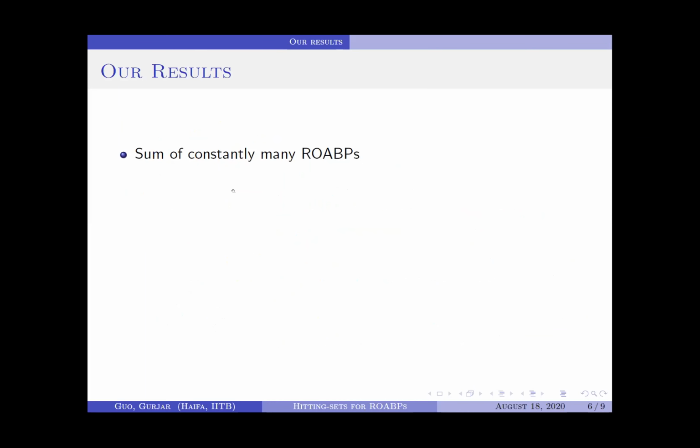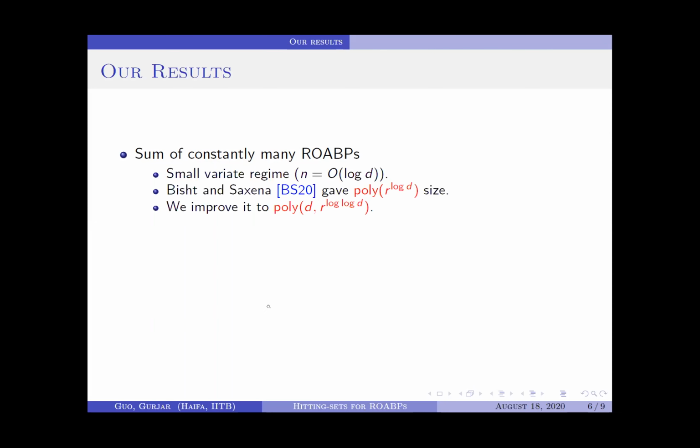Our second result is explicit hitting sets for a more general family of polynomials than ROABPs. We consider polynomials that can be written as the sum of constantly many ROABPs in possibly different variable orders. For simplicity, let's only look at the small variable regime, meaning that n is O(log d). In this case, a recent paper by Bshouty and Saxena gave a construction of size polynomial in r to the log d, and we improve it to polynomial in d and r to the log d.